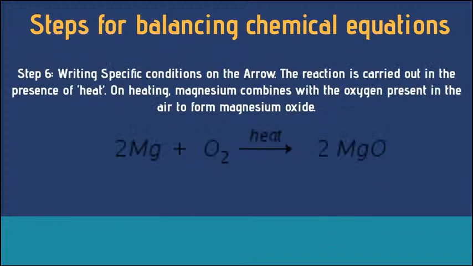Step 6. Writing specific conditions on the arrow, the reaction is carried out in the presence of heat. It represents this: on heating, magnesium combines with the oxygen present in the air to form magnesium oxide. So we can write it as 2Mg plus O2, and above the arrow we write heat. Then it turns to 2MgO.